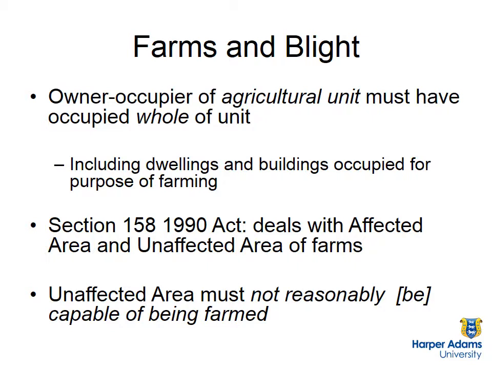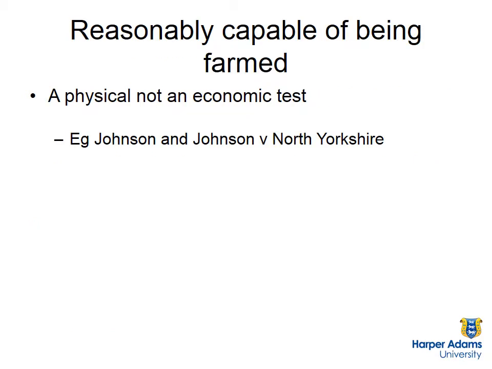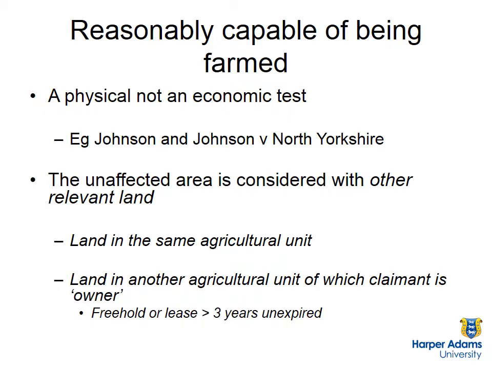The Upper Tribunal will in particular be looking at section 158 and the consequential provisions, and indeed the small number of cases that have gone to the previous Lands Tribunal on this vexed question. This test then of whether land is reasonably capable of being farmed is very much a physical, not an economic test. The case of Johnson & Johnson and North Yorkshire was one of the first cases to establish here.